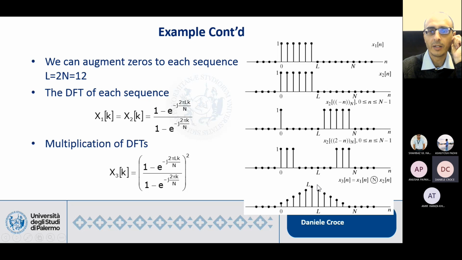When you shift by L, you have the maximum, because these two overlap completely, and it will be of height L. And then it goes down again up to 0. Okay? So here you have 6 points, but the number of points where you do the circular convolution is 12. It's 2 times. Okay?